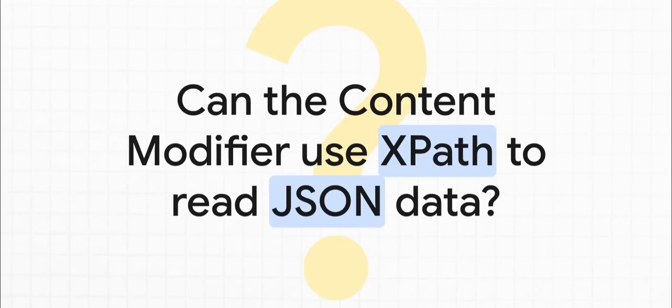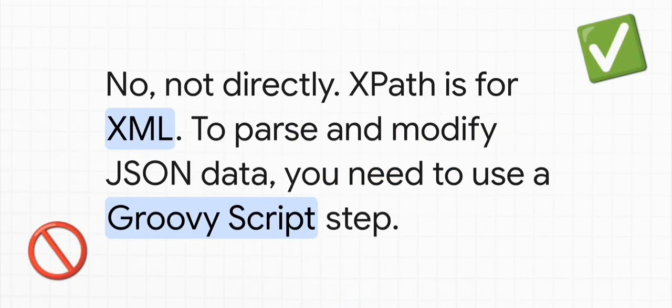This brings us to a question that we see all the time in the community forums, on Stack Overflow, everywhere. Can you use XPath to read JSON data inside a content modifier? And the answer is a very clear and simple no. Not directly. You've got to remember, XPath is a language built specifically for XML. It's in the name. If you need to dig into some JSON and pull values out, you'll need to reach for a different tool in your CPI toolkit, which is the Groovy Script step.